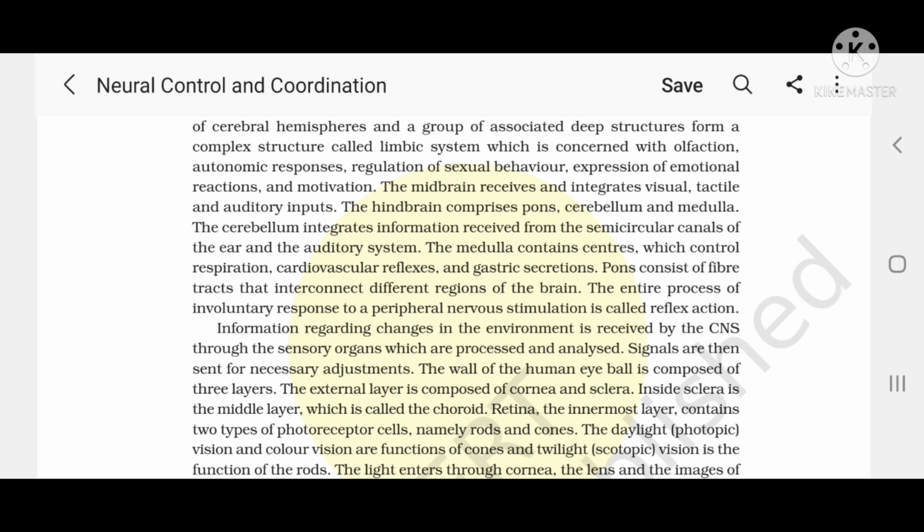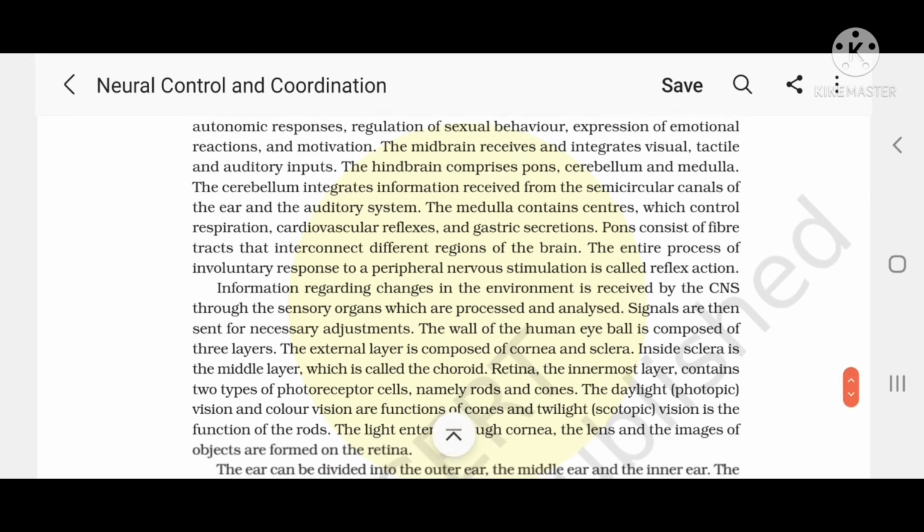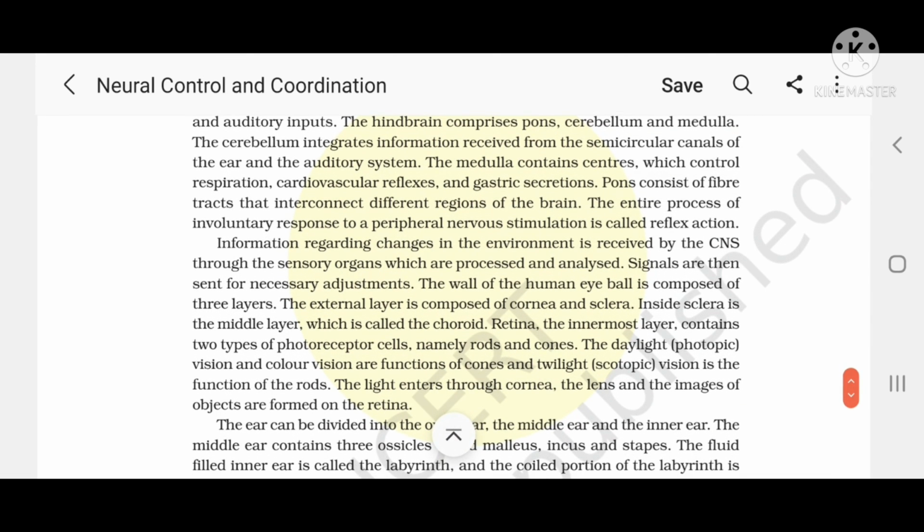The medulla contains centers which control respiration, cardiovascular reflexes, and gastric secretions. Pons consists of fiber tracts that interconnect different regions of the brain. The entire process of the involuntary response to a peripheral nervous stimulation is called reflex action. Information regarding changes in the environment is received by the CNS through the sensory organs, which is processed and analyzed. Signals are then sent for the necessary adjustments.